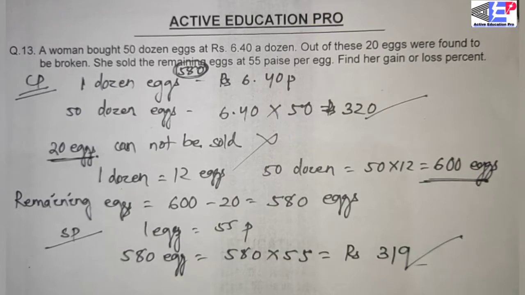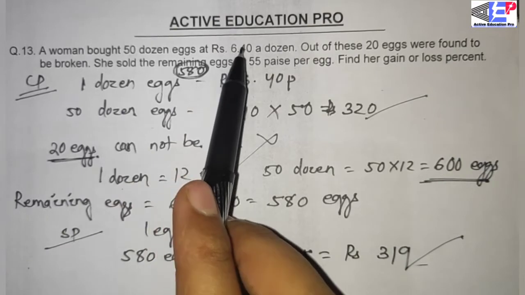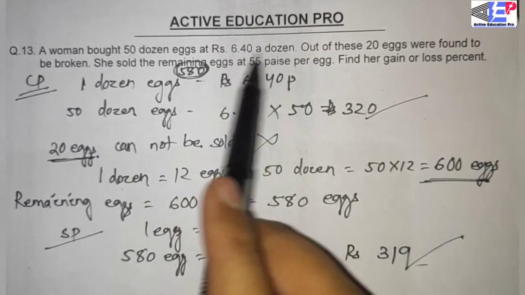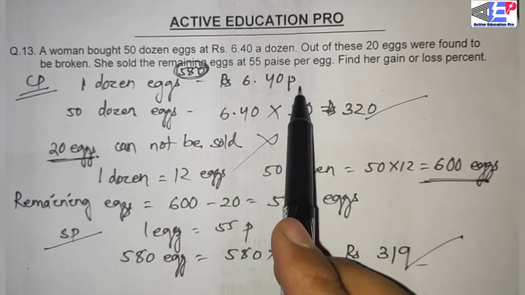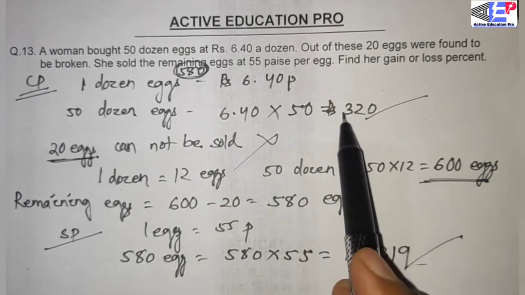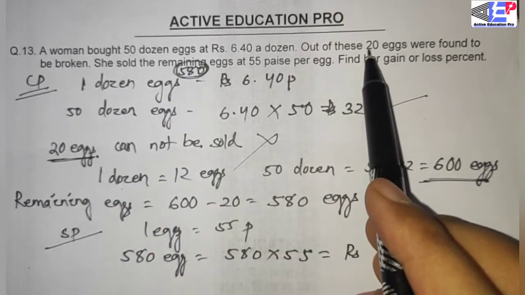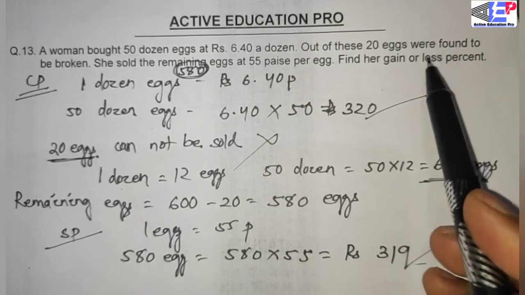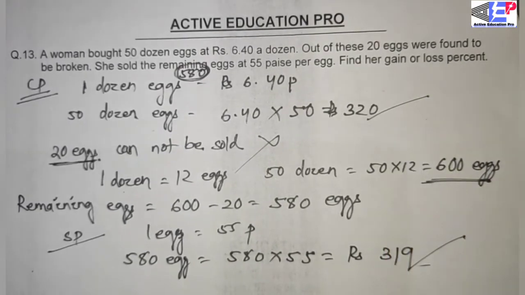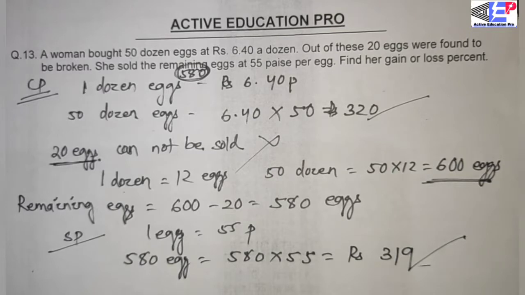In these questions, each sentence carries a clue to solve the question bit by bit. In our first sentence, a woman bought 50 dozen eggs at 6 rupees 40 paise a dozen. So 1 dozen eggs cost her 6 rupees 40 paise. For 50 dozen eggs, the cost price will be 6.40 into 50, which is equal to 320 rupees. It is the cost price of 50 dozen eggs. But 20 eggs are broken, so they cannot be sold. The woman cannot sell them, so she will count the selling price for profit or loss only on the remaining eggs.